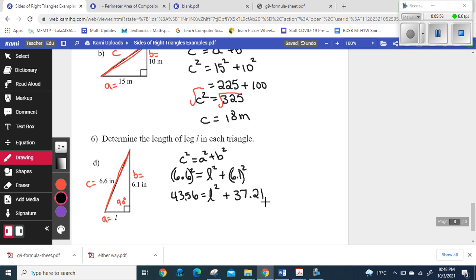In order to get this guy all by itself, we've got to move the 37.21 to the other side, so we're going to subtract it from both sides. And then 43.56 minus 37.21 is going to give us an L squared of 6.35. Square root it. And our final answer is that our length is equal to 2.5. I will leave it at 2.5 inches.